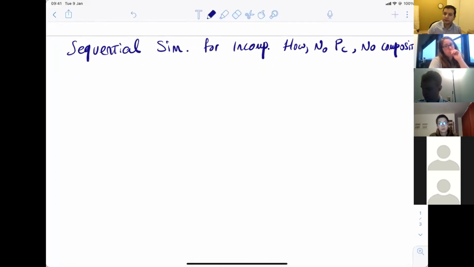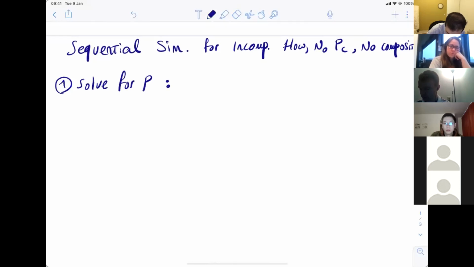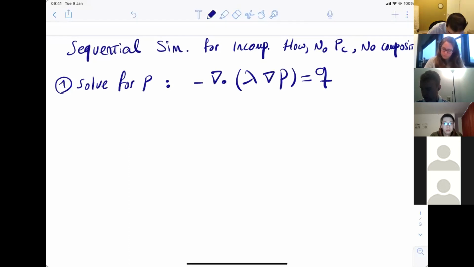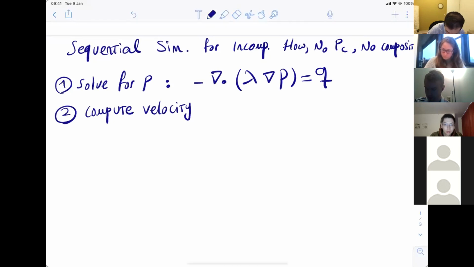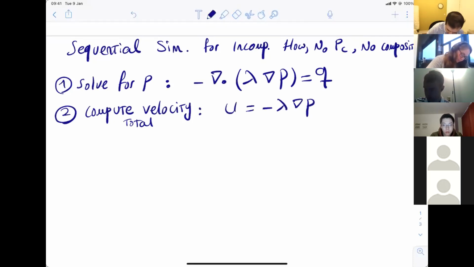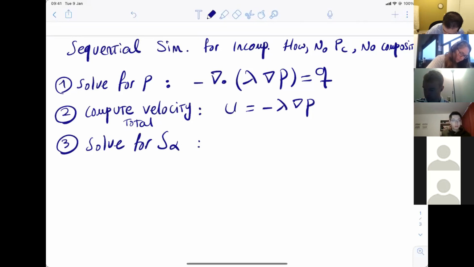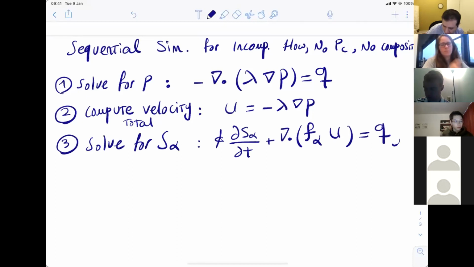How would I do that? First, solve for pressure. How? Minus divergence lambda grad P is Q. Step 2, compute velocity, total velocity, which is U is minus lambda grad P. Step 3 is update or solve for saturation alpha, which means phi ds alpha over dt plus divergence f alpha u is q alpha.